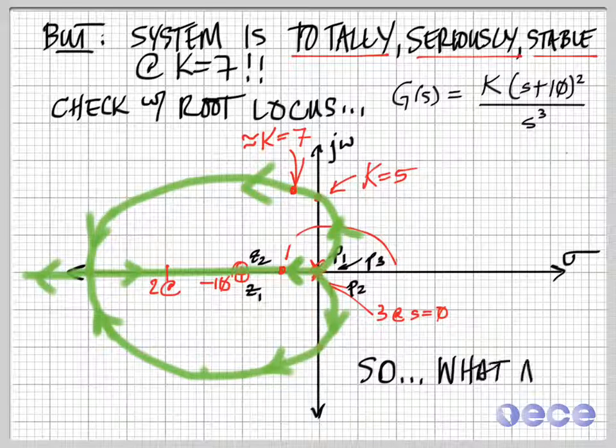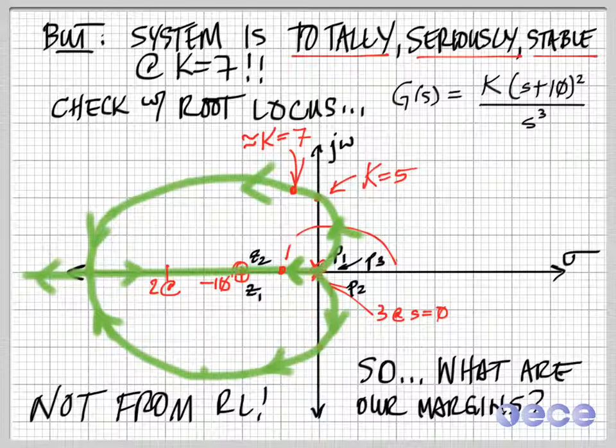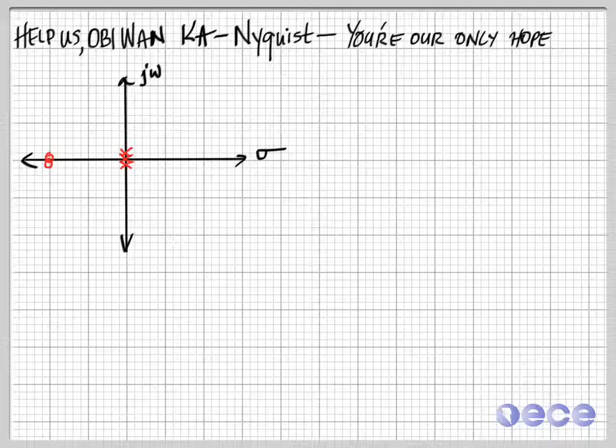So, if we wanted to know what our margins are, this is actually not possible to do from Root Locus. Usually we've been getting our margins from Bode, but Bode doesn't give us reliable margins in this case. Root Locus tells us that it's stable, but we can't get any margins at all from Root Locus. So now we need some help from Obi-Wan Nyquist.